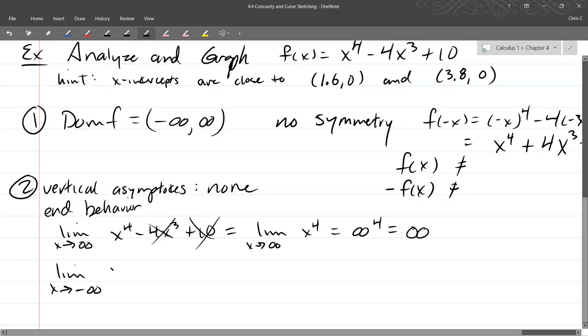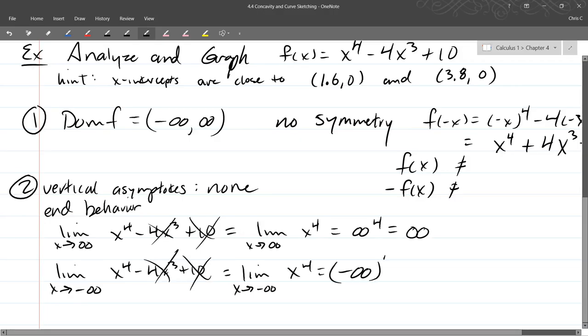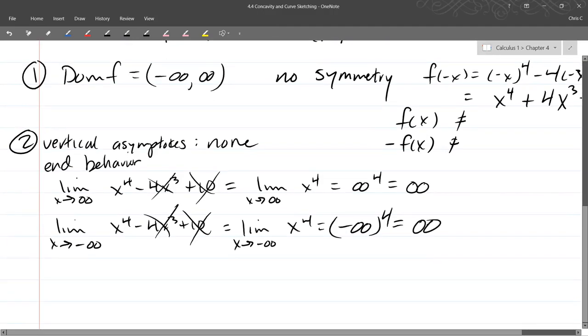We're doing something very similar for negative infinity. When x is a huge negative value, I can throw out smaller power terms, so I just keep my x to the fourth term. Now it's a little bit tricky. Negative infinity to the fourth power is an even power, so it's positive infinity. So for end behavior, I need to see a limit at plus infinity and a limit at minus infinity. It won't necessarily always be the same.